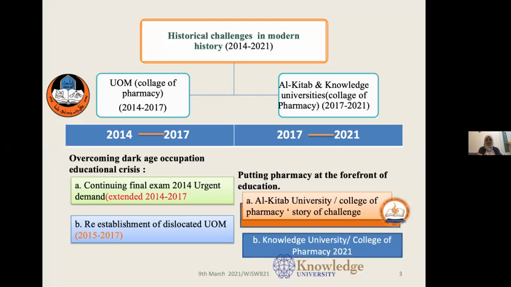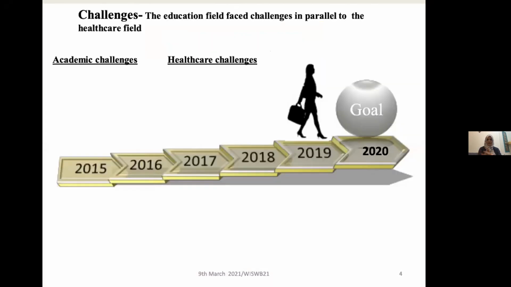At the same time, after resigning from University of Mosul, I transferred to University of Al-Kitab. I was Dean of the College of Pharmacy. At that time, it was recently established and we needed to put pharmacy at the front of education at Al-Kitab. It was a story of challenges, as I show you in the following slides. And then recently I was assigned as scientific affairs for the College of Pharmacy at Knowledge University. So the educational field faced challenges in parallel to the healthcare field. Now, actually, this presentation was already delivered to the Royal Pharmaceutical Society.